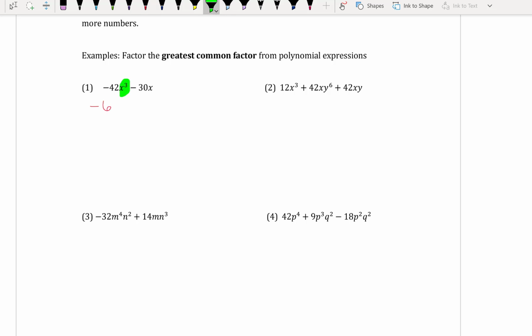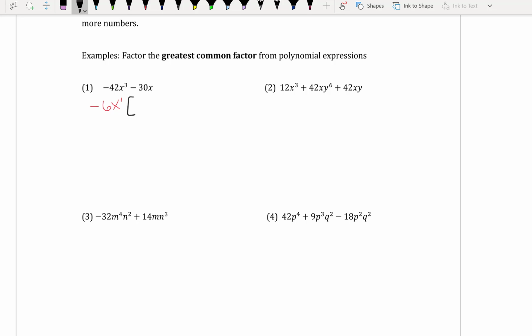Now, the next thing we want to think about is our x values. What is the smallest exponent on the x? Well, I have an x to the 3, and I also have an x to the 1. So the x with the smallest exponent on it will be part of the GCF, so that would be 6x to the 1. So that is going to be my GCF.